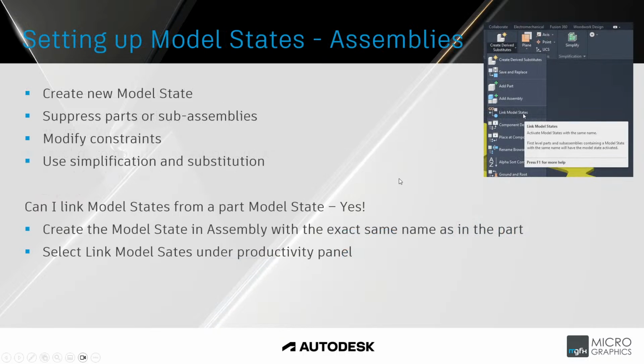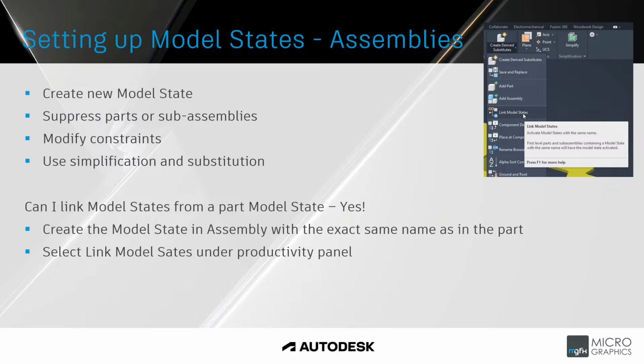Okay, how do we set up model states in assemblies? Pretty easy. It's the same as your parts. Create a new model state. It's going to say primary. Then you can do your setup as well, and then you can see exactly what you're going to change. Then you can go and suppress your parts or sub-assemblies, modify the constraints that you're going to change. And then you can use simplification and substitution.